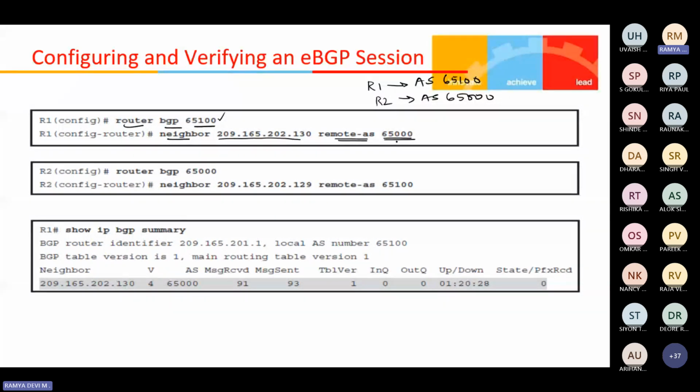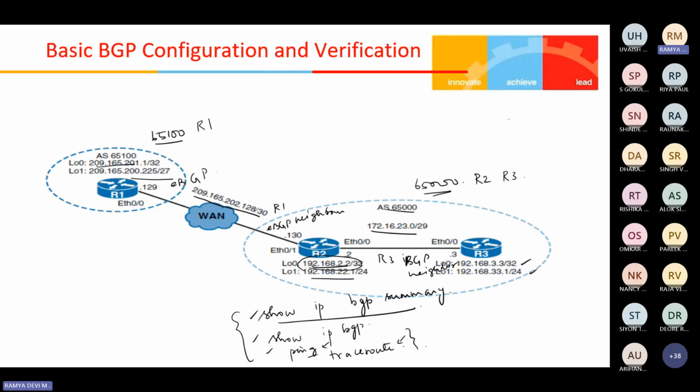Now we need to configure R2, right? R2 belongs to autonomous system 65000, right? That is what the first command is. It is started with router bgp 65000. Who's the neighbor? The neighbor is R1. R1 works at 209.165.202.129. So this is how we'll be making the configuration between R1 and R2. Fine. So see here. This IP address will be mentioned there.